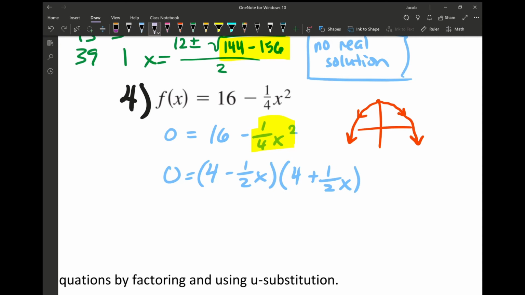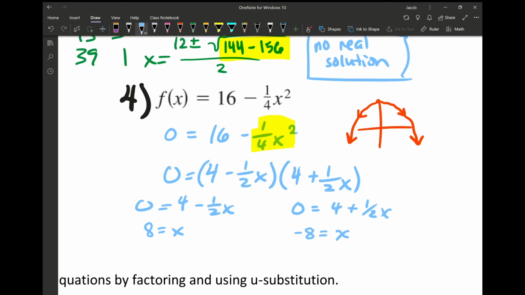And to solve, I'm going to set this factor, 4 minus 1/2 x, equal to 0. And I'm going to set 0 equal to 4 plus 1/2 x. And so I'll solve it that way. So I'll get 8 equals x, and then I'll get negative 8 equals x.